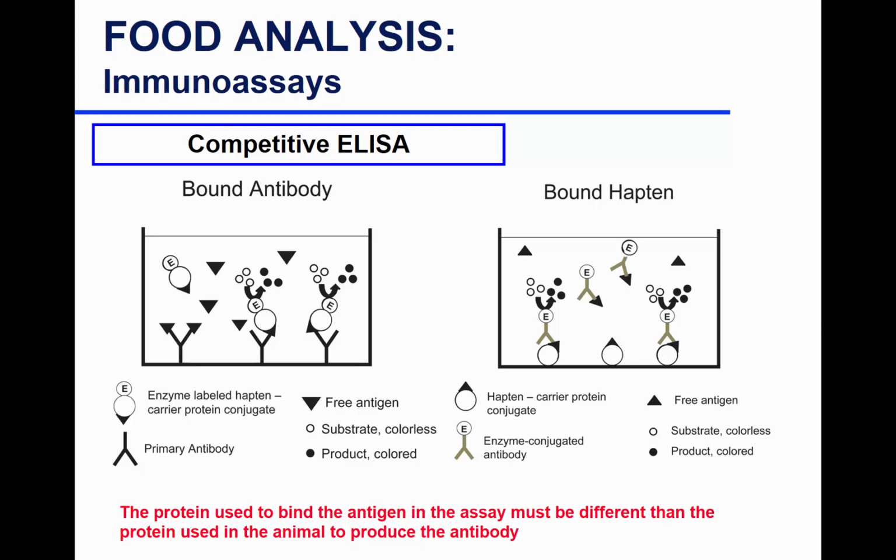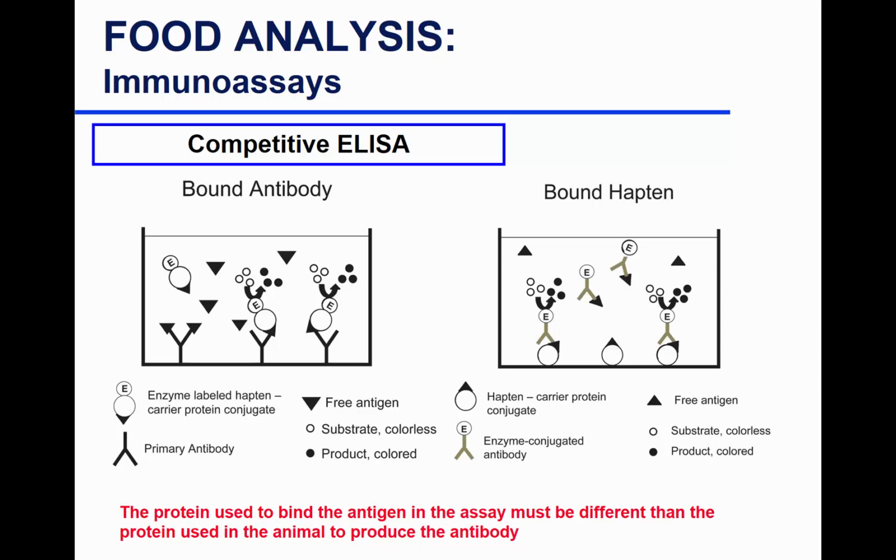So what happens in the bound antibody form is you have your hydrophobic surface and then you bind your antibodies. And then what you do is you have your hapten that is labeled. The hapten, again, remember, carrier plus antigen, labeled with an enzyme. So in order to label an antigen that is small, that's the role of the carrier. The carrier allows for space to label, because this is a very small molecule. So you label the carrier with the enzyme.